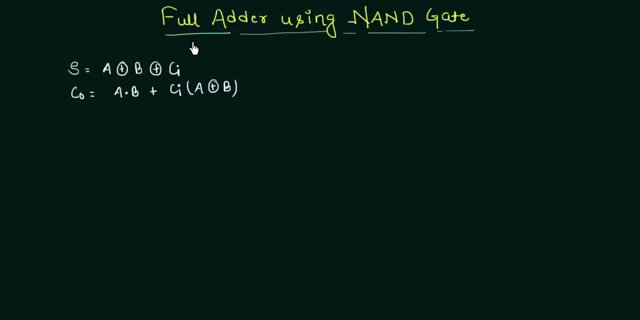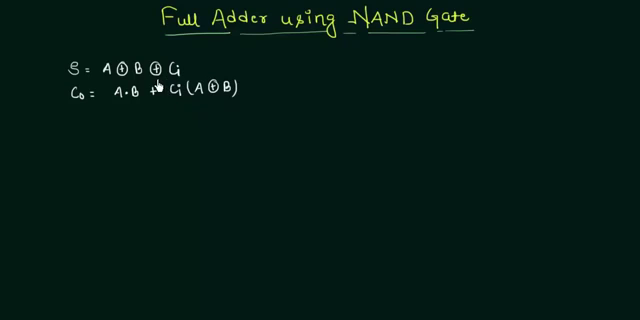In this presentation, we will implement the full adder by using only the NAND gate. You already know that the sum in case of full adder is given as A XOR B XOR Ci, where Ci is the input carry, and the output carry Co is given as AB + Ci(A XOR B). This is something we have discussed already in the full adder explanation.